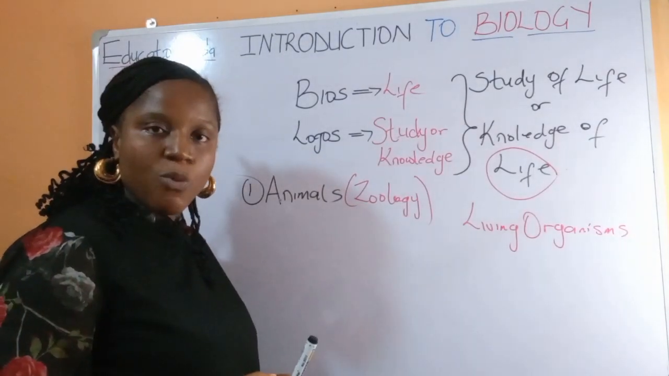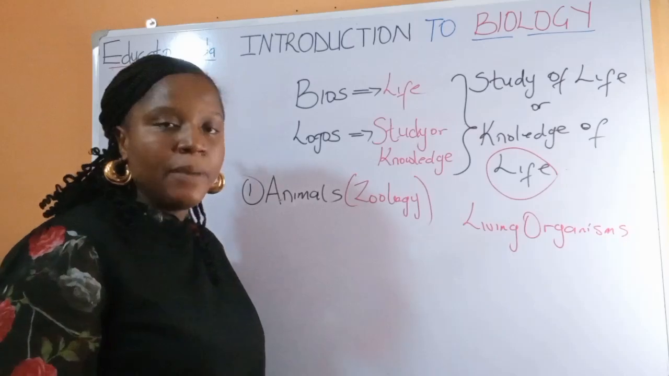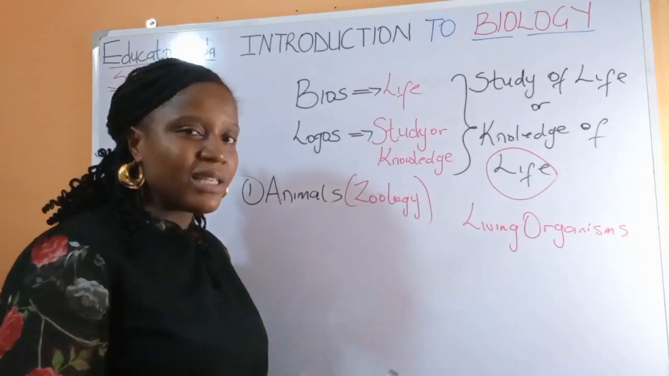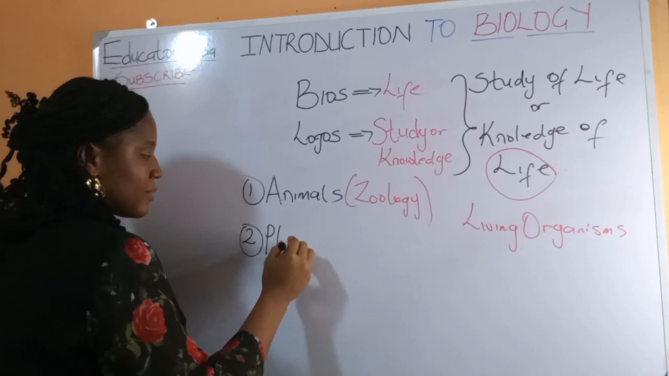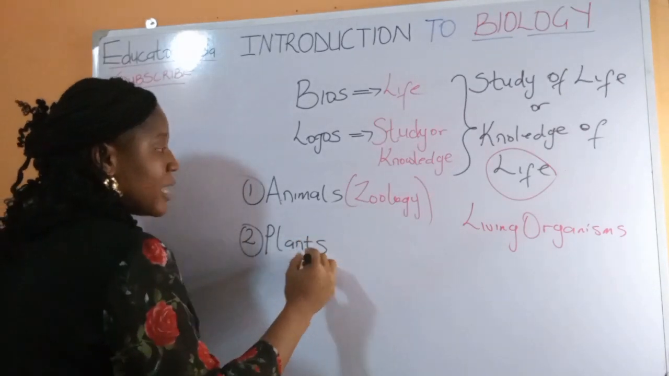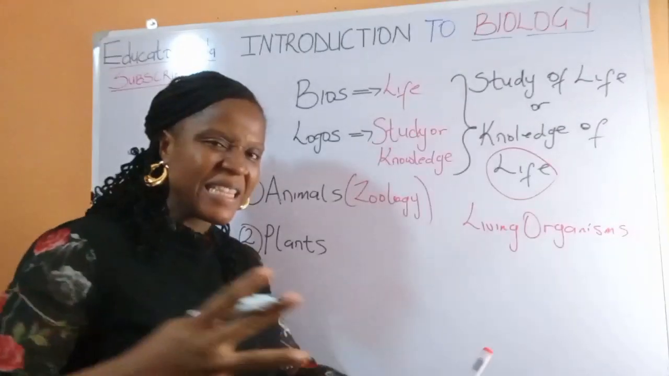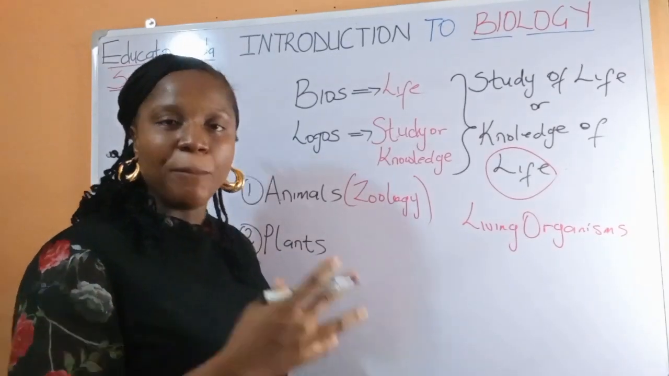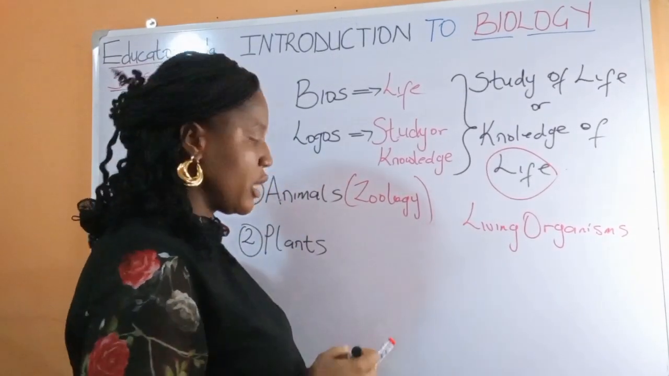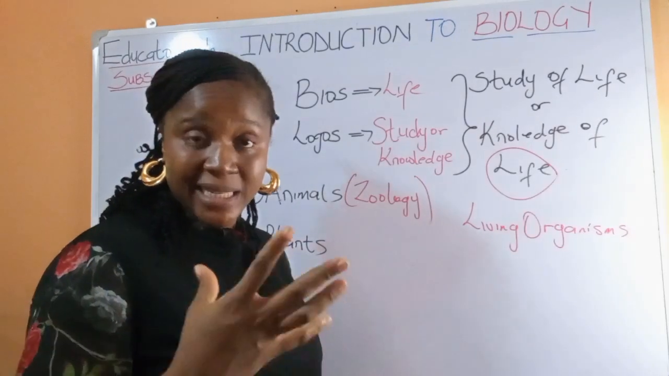Also, the second group, what are they? They are the plants, be it medicinal plants, the trees, your fruits, your vegetables, what have you. And when biology tries to study the different millions of plants that we have, it is a field of biology we call botany.